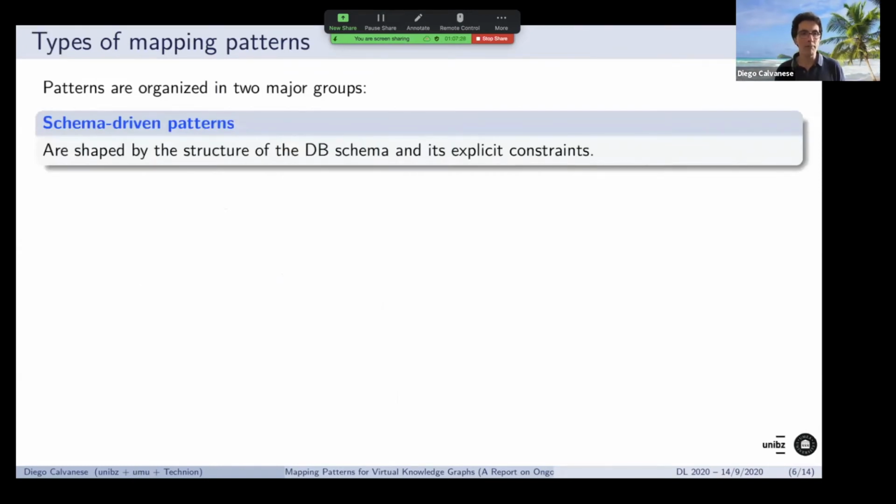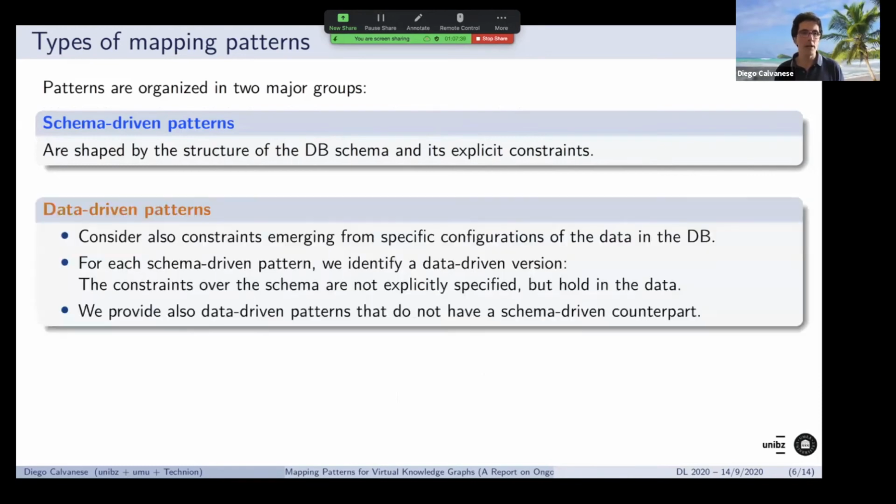In our mapping patterns, we distinguish essentially between two major groups. The first one are the schema-driven patterns, which are shaped by the structure of the database schema and its explicit constraints, so given the database schema. The second type of patterns are so-called data-driven patterns, which consider also constraints that emerge from specific configurations of the data in the database. And in fact, for each schema-driven pattern, we have a corresponding data-driven version where essentially the constraints of the schema might not be explicitly specified, but nevertheless hold in the data.